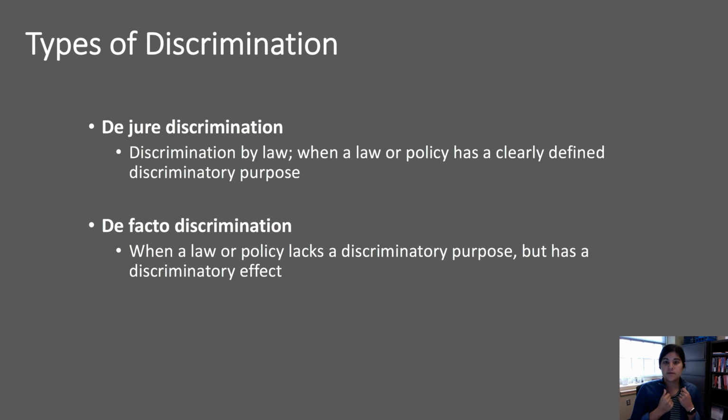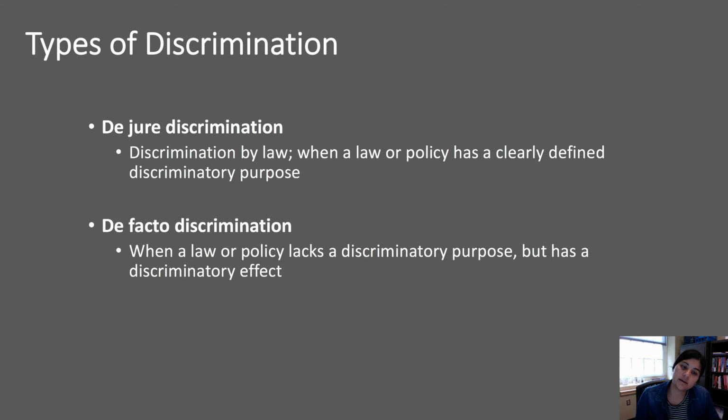An example of this would be, prior to Title IX passing in the 70s, it was pretty common for universities and major universities to have policies against accepting women or admitting women to their universities. These policies were obviously clearly discriminatory, right? They were saying we won't accept women because of their gender. So that was an example of de jure discrimination, very purposeful, very obvious discrimination.